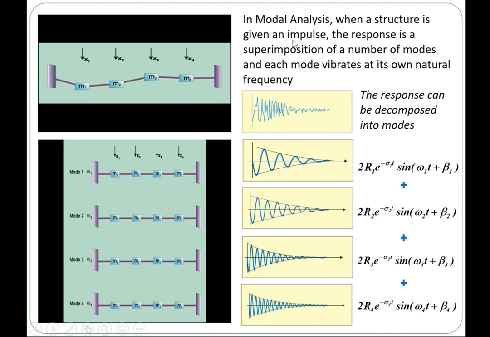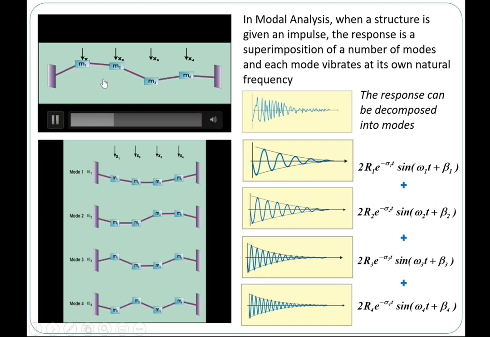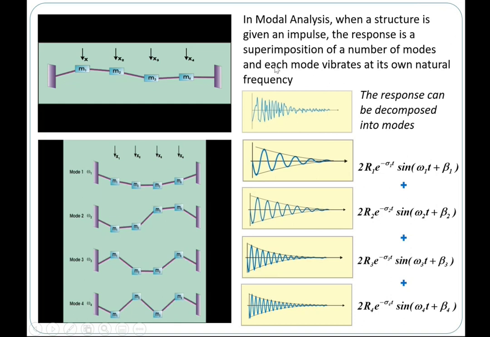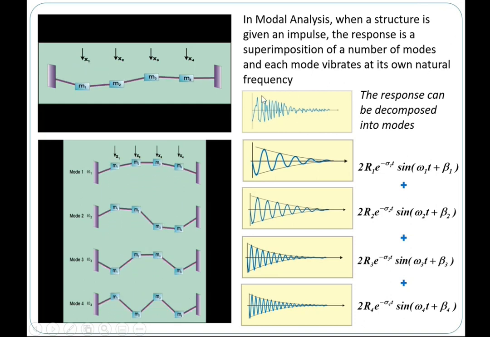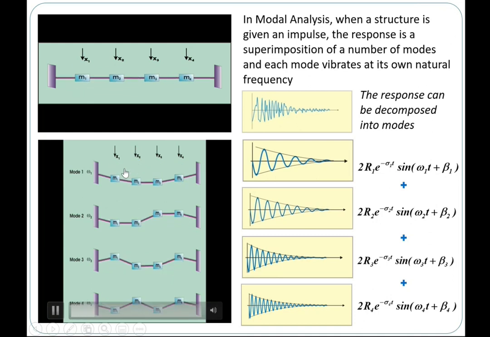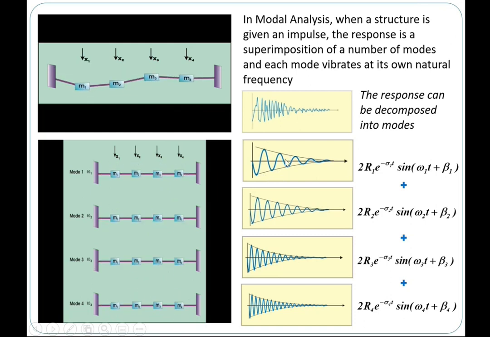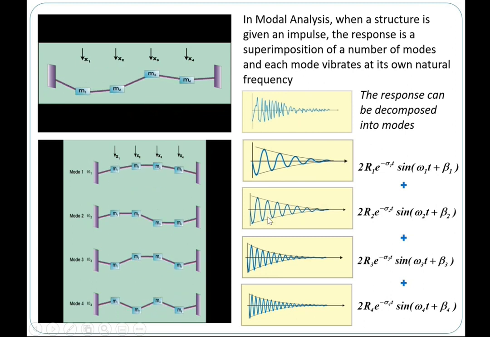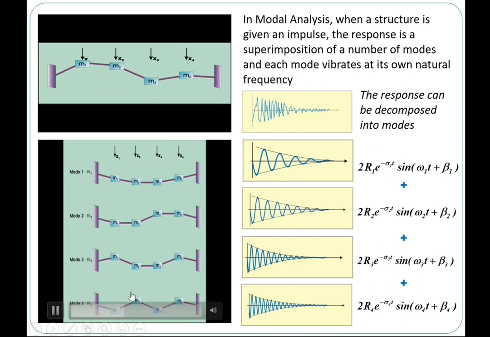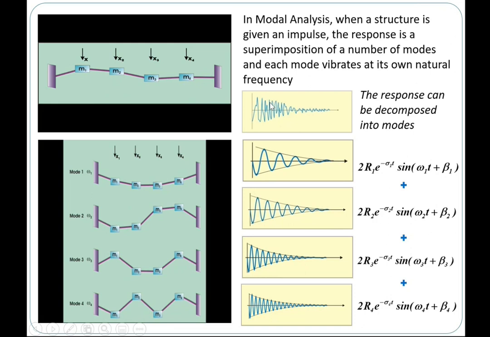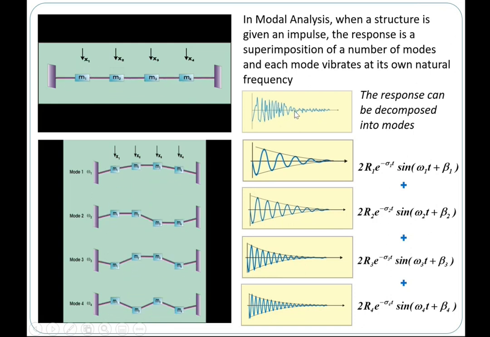If I give an impulse to a system, or this particular beam itself, the response that I obtain is a superposition of a number of modes, each mode vibrating at its own natural frequency. If I give an impulse at this particular point, I will have a response with this contribution, plus this, plus this, plus this. Mode 1, mode 2, mode 3, mode 4, corresponding to this. Combining these four natural frequencies will give a very complex superimposed, decaying sinusoidal.